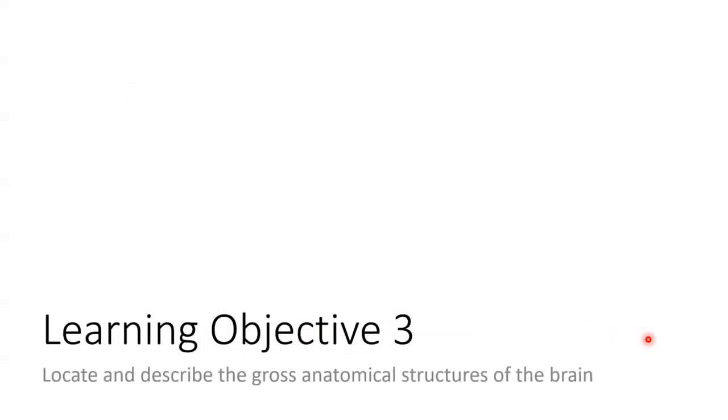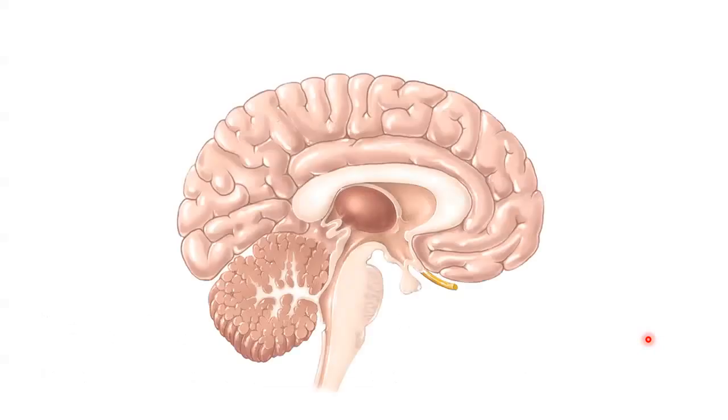Okay, so moving on, learning objective number 3 is to locate and describe the gross anatomical structures of the brain. When we say a gross anatomical structure, we mean the big structures, the big regions, the parts of the brain that you can see with the naked eye. So we're going to break the brain down into 4 regions, and each of those regions will have smaller structures that we'll be taking a look at.